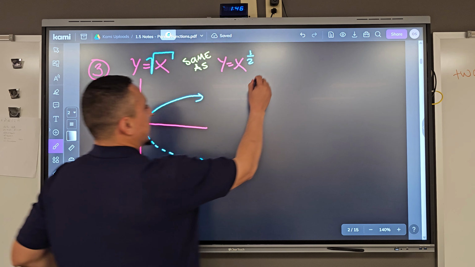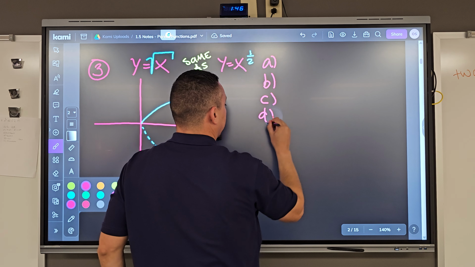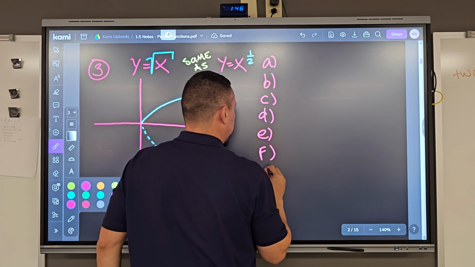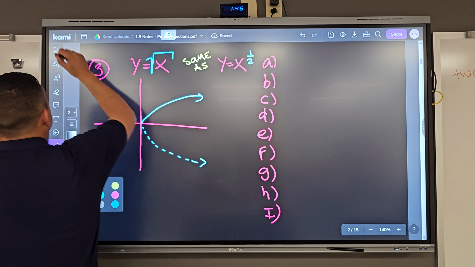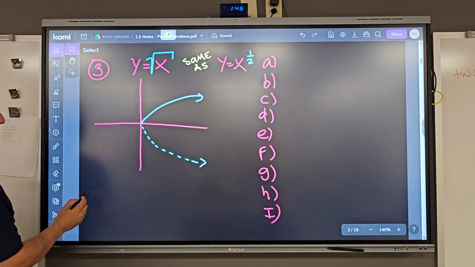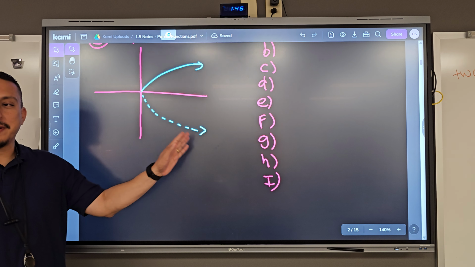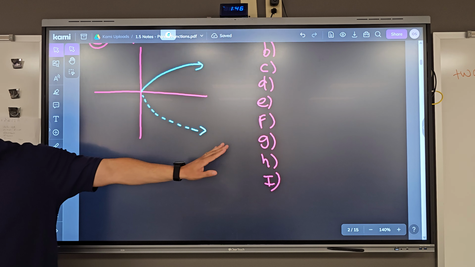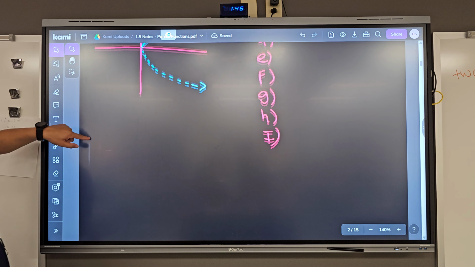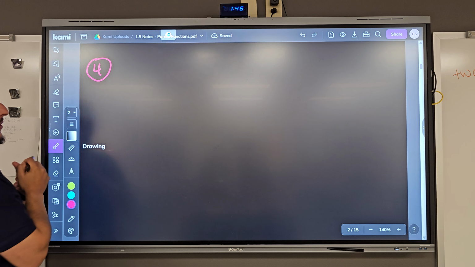Okay, and then again, we just do A, B, C, D. Important: the bottom, I put it on there just to show you it's like a sideways parabola, but we ignore the bottom, pretend it's not there. That one's number 3. Number 4. I think we do 6 of them.